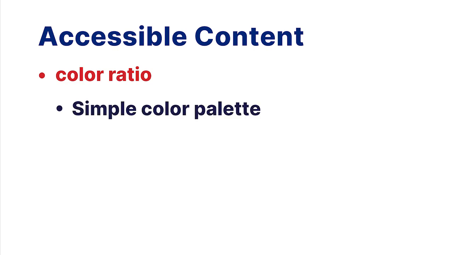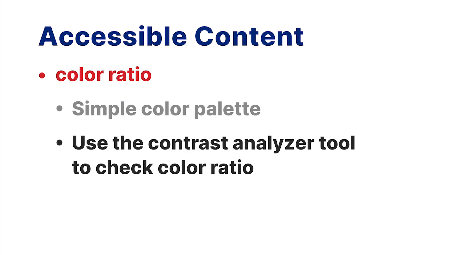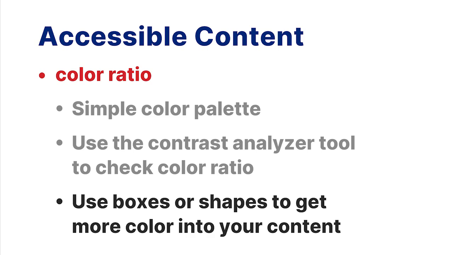To summarize, you want to stick to a simple color palette, use tools like the Color Contrast Analyzer tool to check color ratio, and use boxes or shapes to get more color into your content. I hope this gives you ideas on how to create colorful, dynamic, and accessible content while still adhering to the WCAG guidelines.